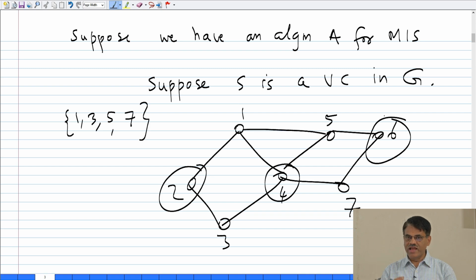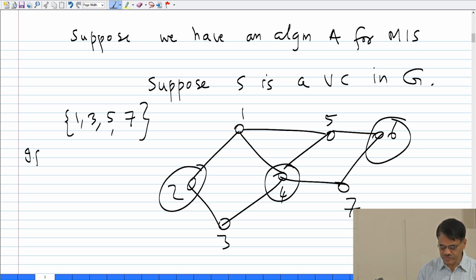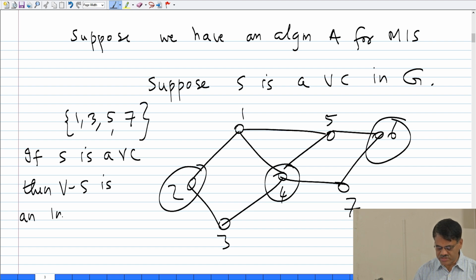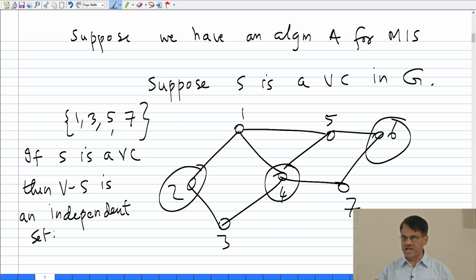So, here's the proof, right? Take the complement of the vertex cover, pick a pair of vertices, suppose there is an edge. Who is covering that edge? S is supposed to cover every edge in the graph, right? So, how can the complement have an edge in the graph? So, here is an important theorem, you can prove it: if S is a vertex cover, then V minus S is an independent set. The proof is that if there is an edge in V minus S, then it contradicts the assumption that S is a vertex cover, because S is supposed to cover every edge.